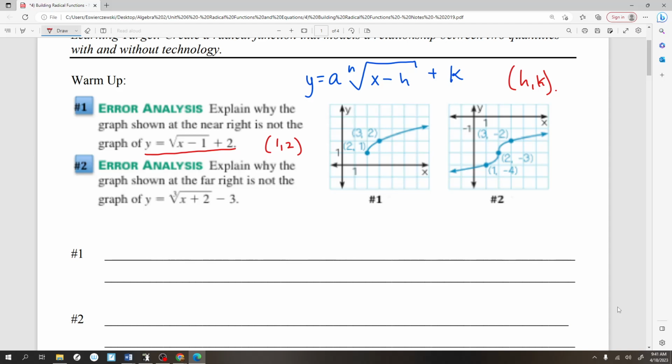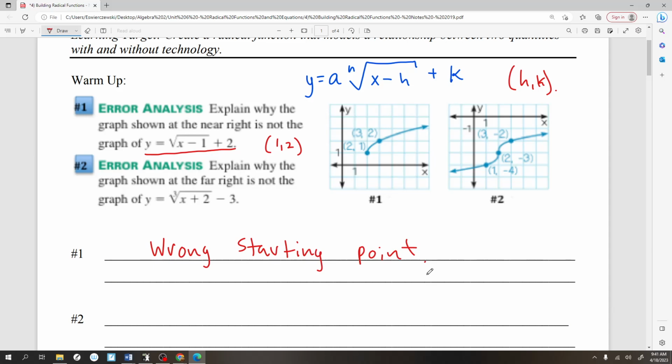It looks like the error for number 1 is the center point, or rather, in this case, the starting point was in the wrong position. It should be at 1 comma 2, and they put the starting point at 2 comma 1. So we'll just say wrong starting point.